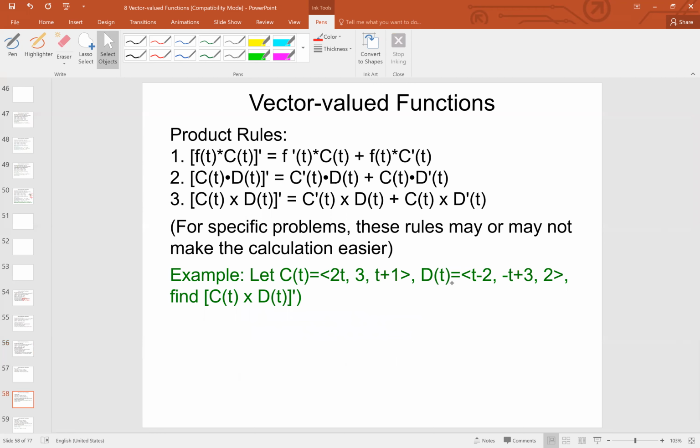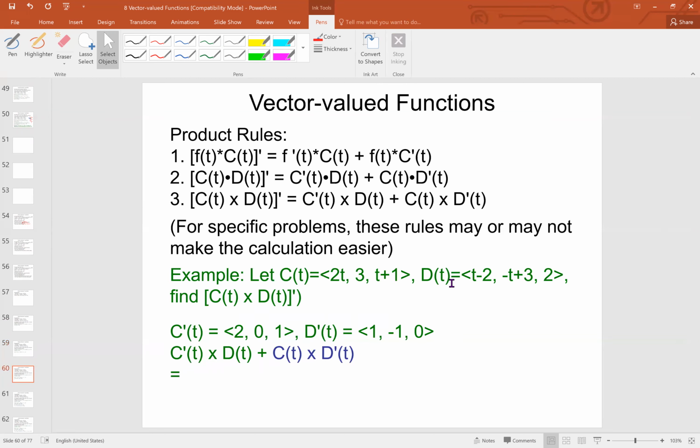And so here's an example of the calculations. This is an example of crossing 2 lines and trying to find the derivative of that.